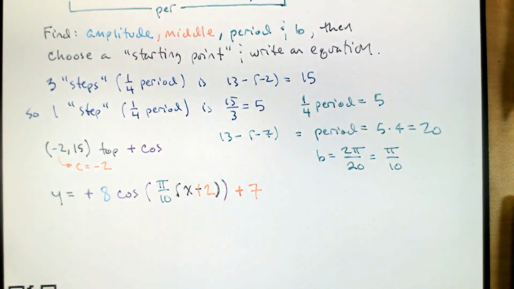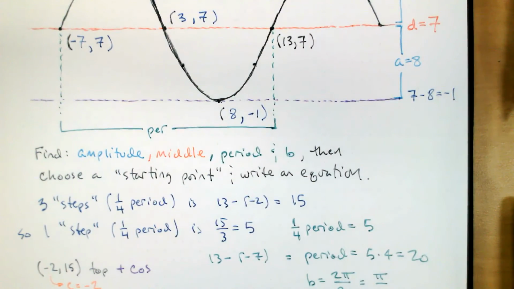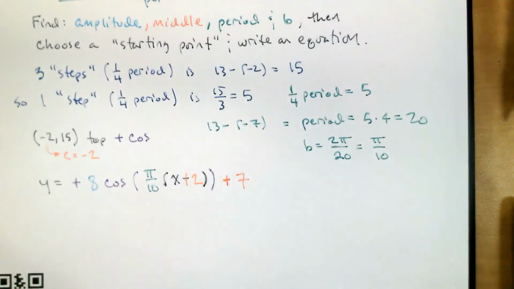So here's an equation, the graph shown above. This would be my first choice, since (-2, 15) is the closest named point to the vertical axis. My second choice would be (3, 7). That's a negative cosine, but it's also the second closest to the axis.